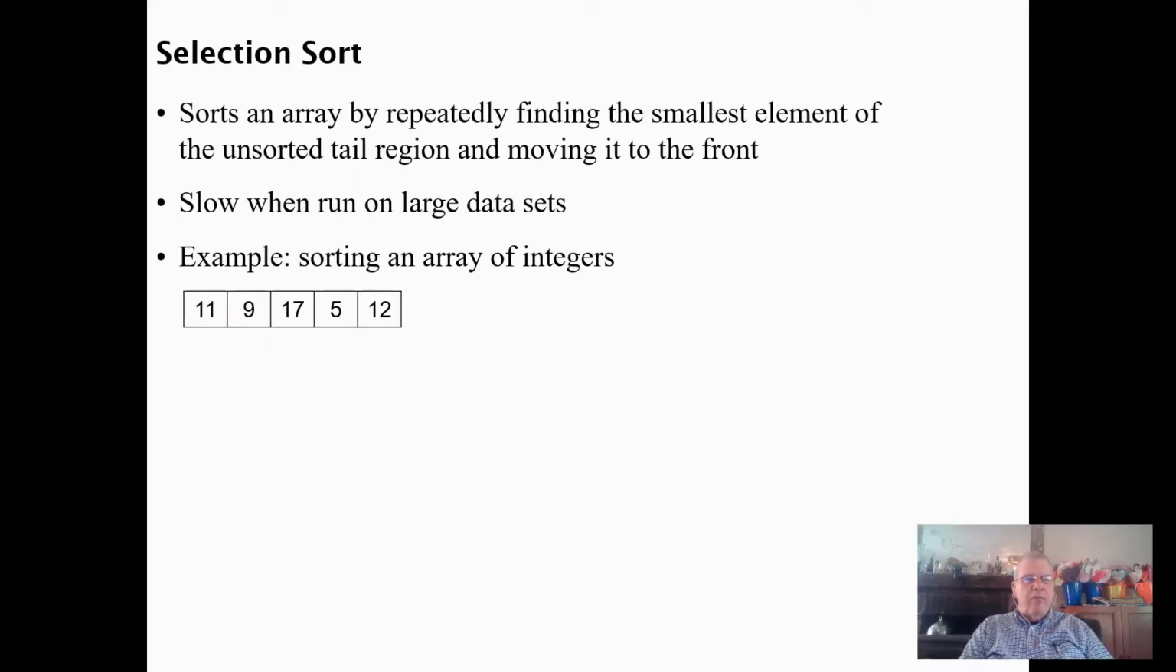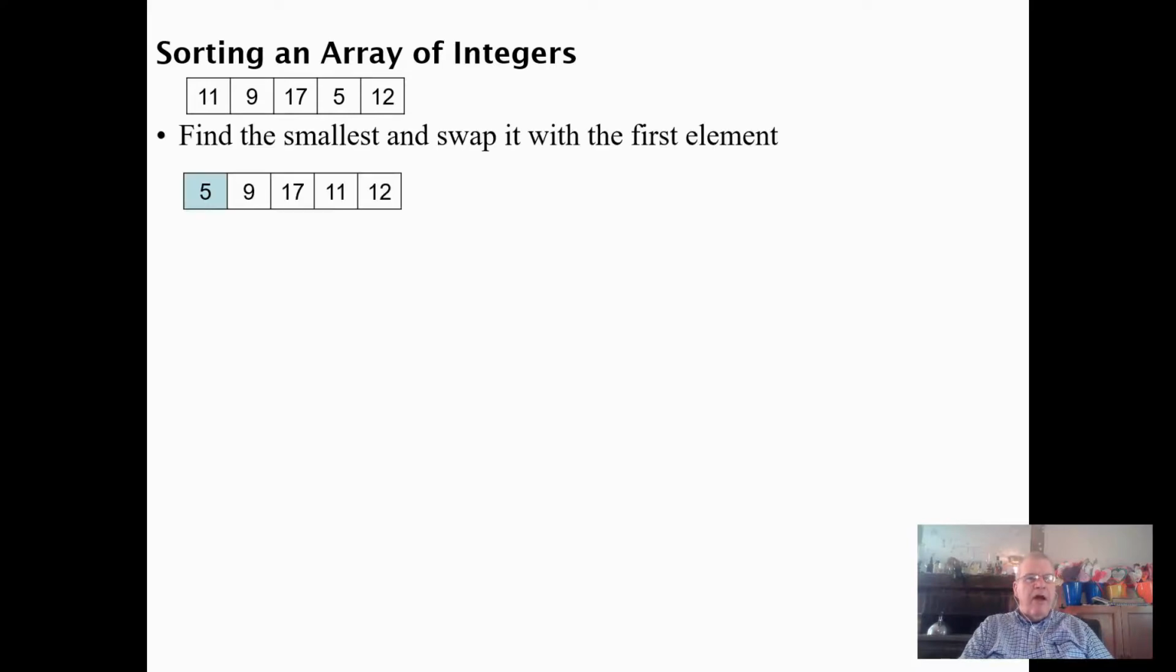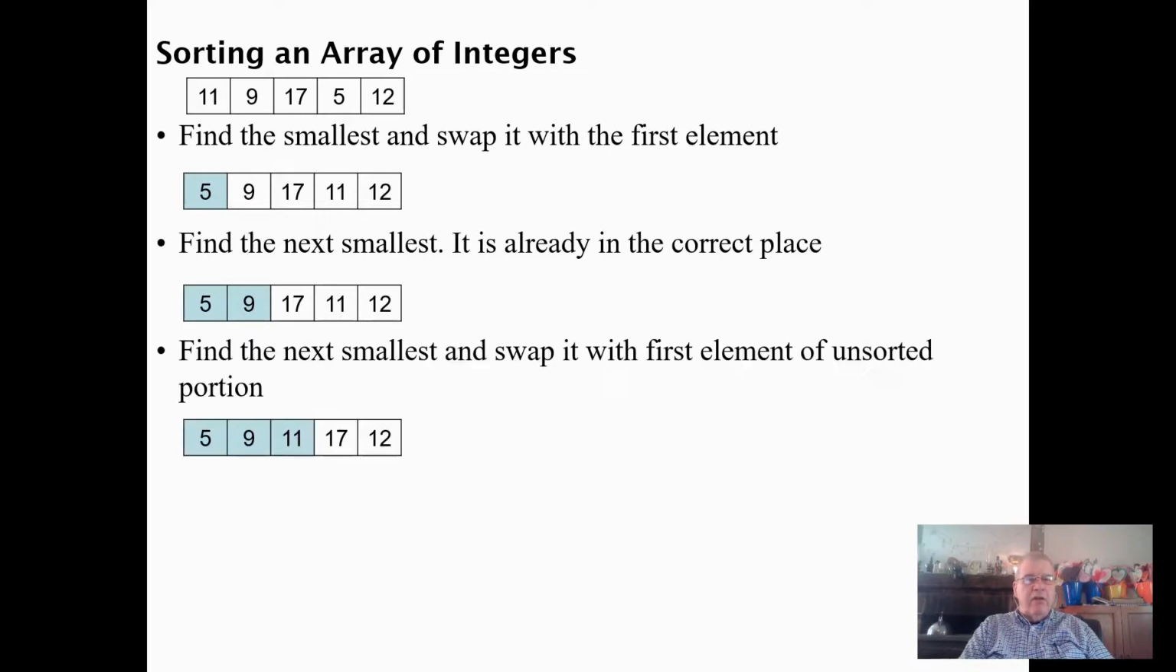So here's an example with five digits. We're going to sort them. The first thing we do is look through, and being humans, we can see that 5 is the smallest, but the computer has to look one at a time. So it finds 5 and swaps it with 11. And then the next smallest element is 9, and it's already in the correct place. The next smallest element is 11, so it swaps with 17. And finally, 12 swaps with 17. We know that 17 is the largest, so it has to be in the right place.